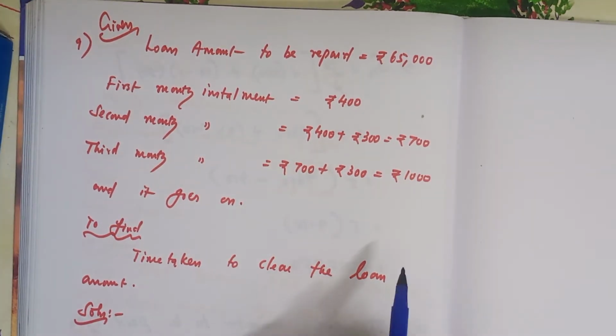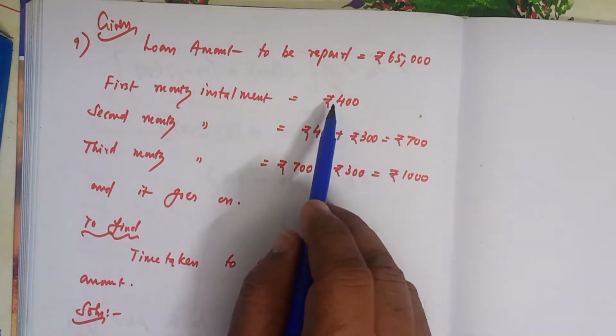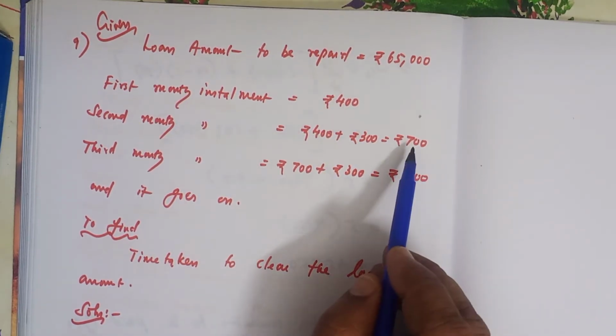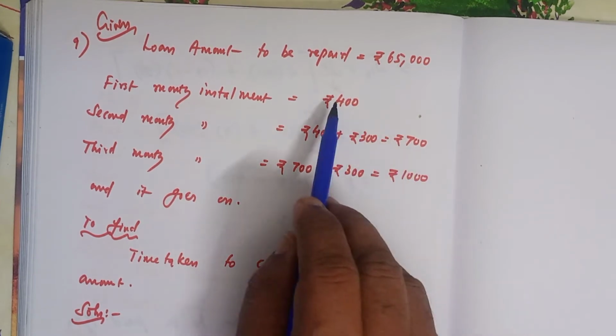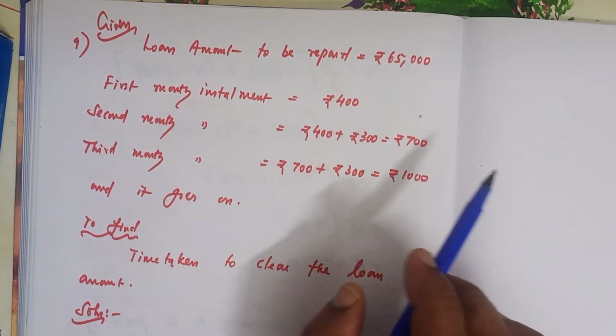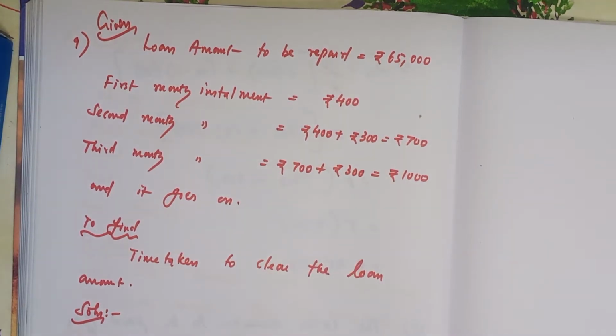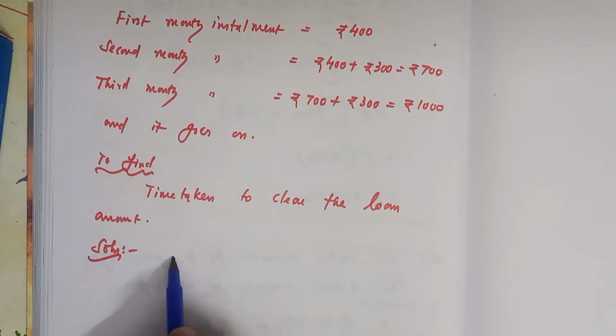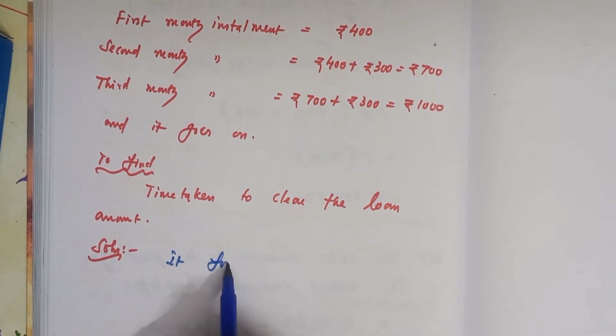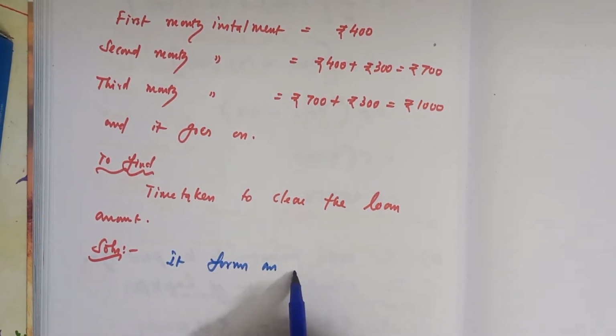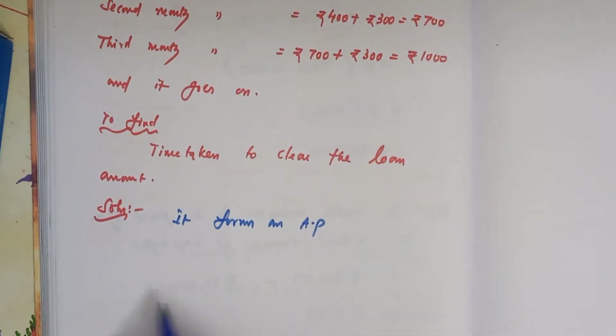Here it forms an AP obviously, because 700 minus 400 is equal to 300, and 1000 minus 700 is also 300. Difference between second and first, third and second, same. So definitely it is an AP. Here I write, it forms an AP.